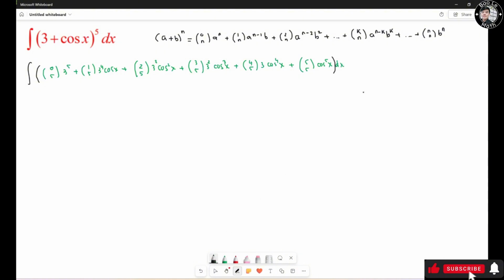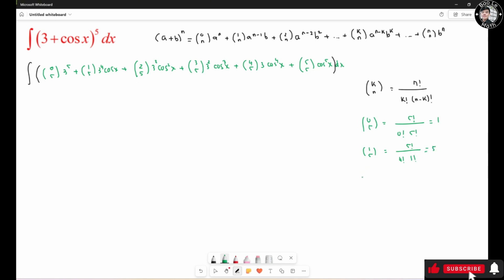Let's revisit the combination formula. If I have combination of k and n, it's going to be n factorial over k factorial times n minus k factorial. Alright, so let's take a look at this one right here, 0, 5. It's going to be 5 factorial over 0 factorial and 5 factorial. It's going to be 1. Alright, combination of 1, 5. It's going to be 5 factorial over 4 factorial times 1 factorial.